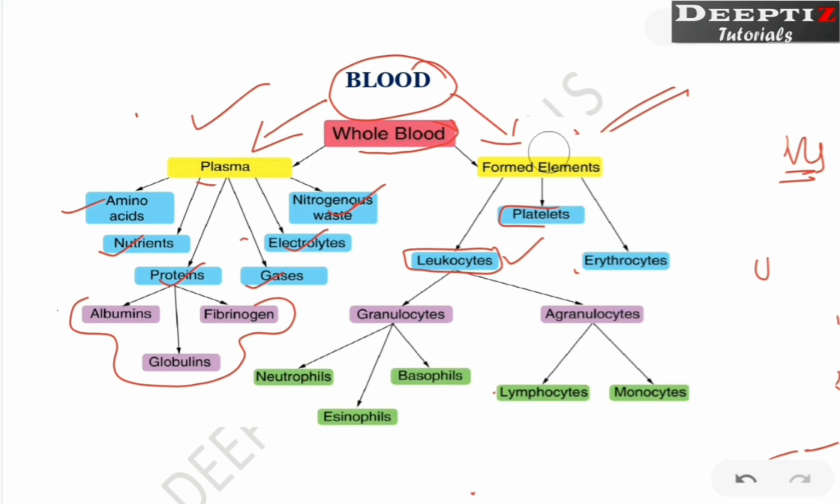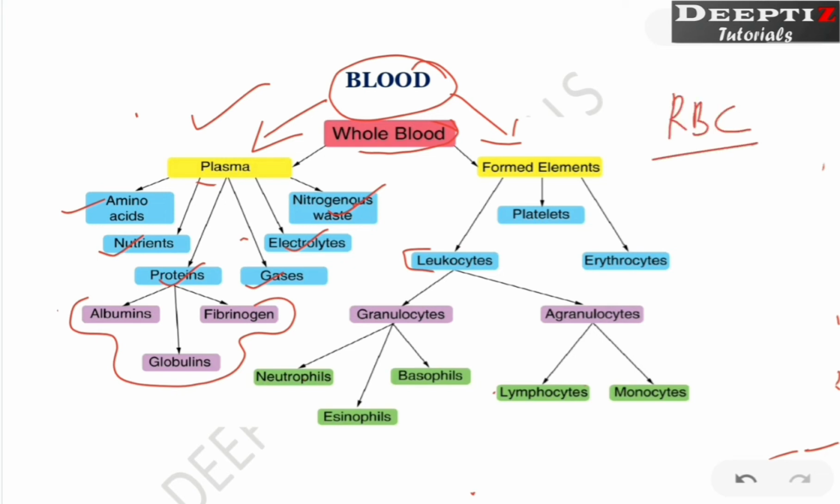Now related to this, I will tell you a question. You have to learn this question and answer. When the RBC is born, there is a nucleus present. But as it matures, there will not be any nucleus. The nucleus will be removed from the RBC.